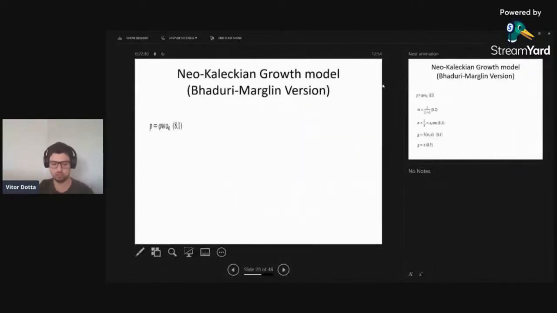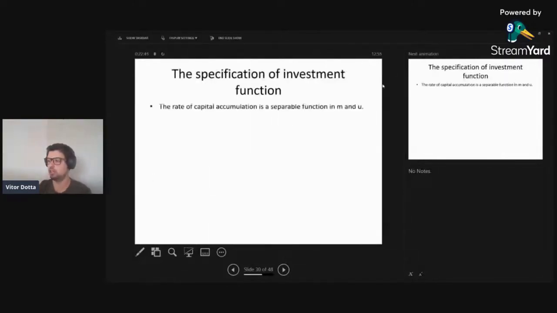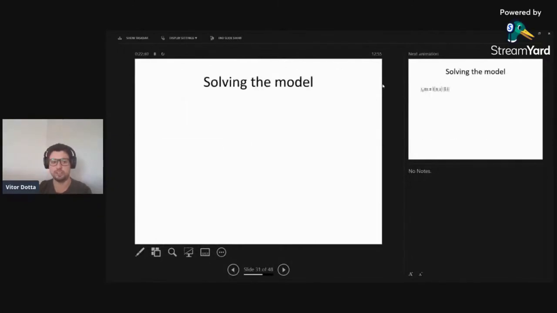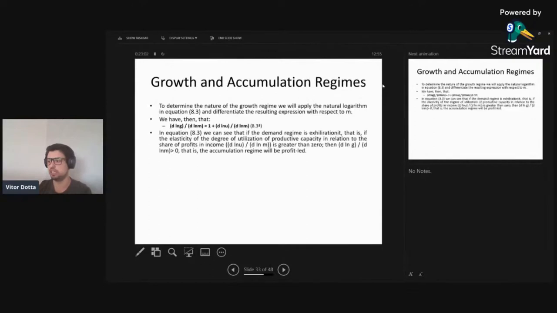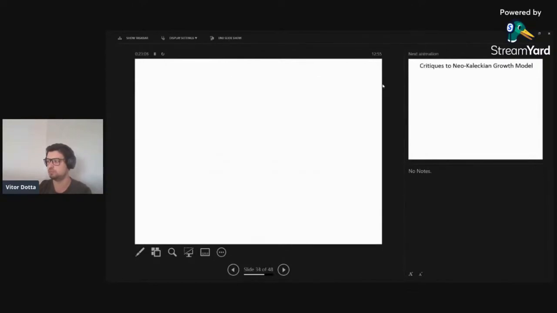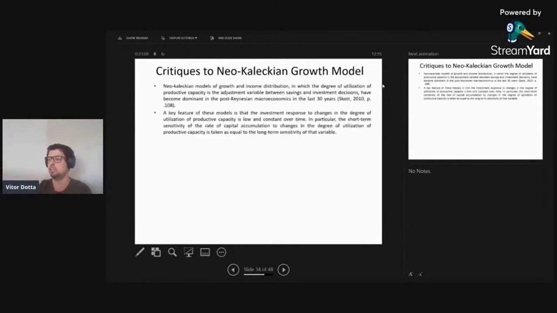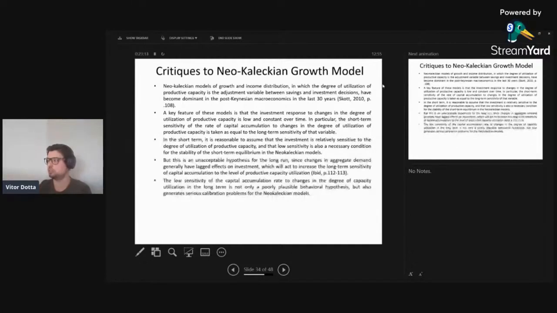Since I'm running out of time, I will skip this part on the new Kaldorian growth models. Our research is comparing different types of models with different specifications, so it takes some time, and then we can compare the implications of these differences in the uneven growth models. Here are some critiques of the new Kaldorian growth model, which I will also pass over.